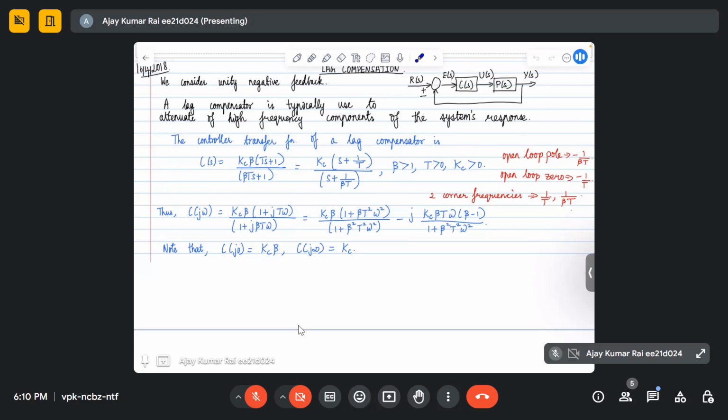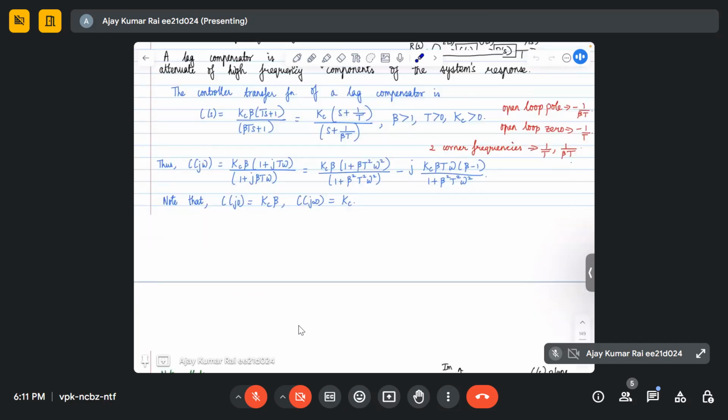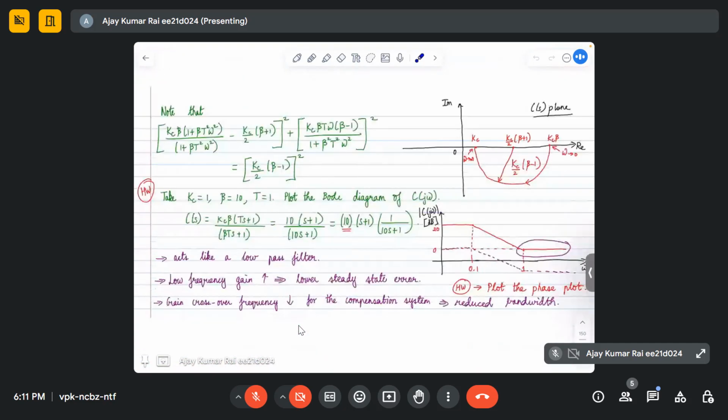Okay, so this is the transfer function. In this case, beta, T and Kc are the parameters, where beta is greater than 1, and T and Kc are greater than 0. You can see the open loop pole and open loop zero here. Similar to the previous case, it has two corner frequencies, 1 by T and 1 by beta T. Similarly, you can find the magnitude as well as the angle here.